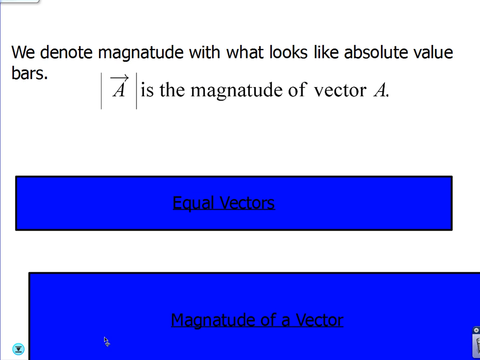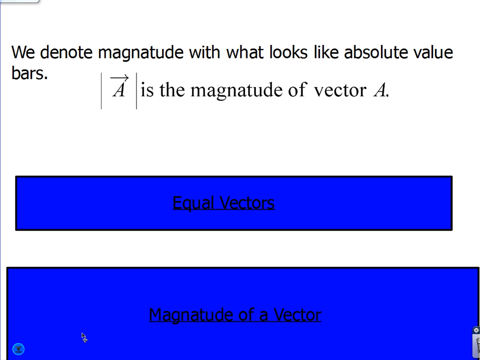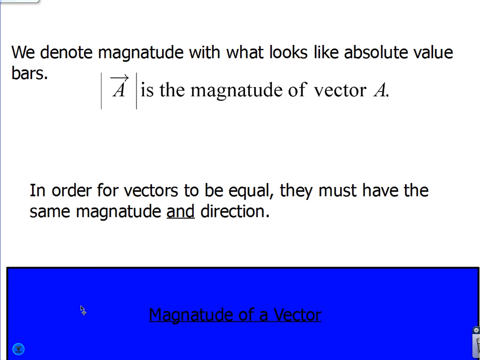Magnitude of a vector we've already talked about. We denote magnitude with what looks like an absolute value bar, and you see there the vector symbol, same as the ray symbol. Anytime you see absolute value bars around a vector, that simply means the magnitude. How long is the vector? Equal vectors: in order for two vectors to be equal, they must have the same magnitude and the same direction. Makes sense. Now, you've got to be careful with that, though, because they don't have to lie on top of each other.